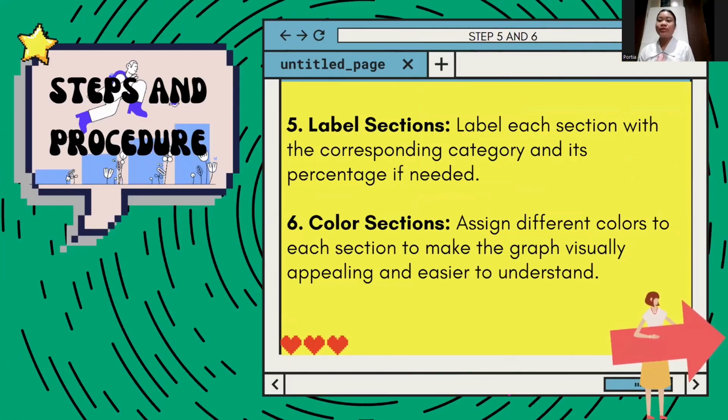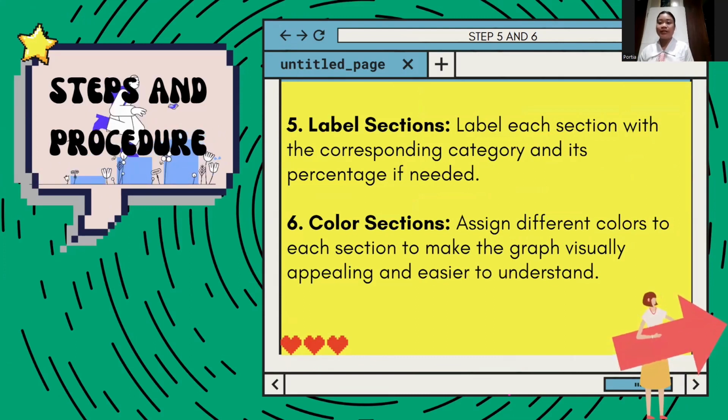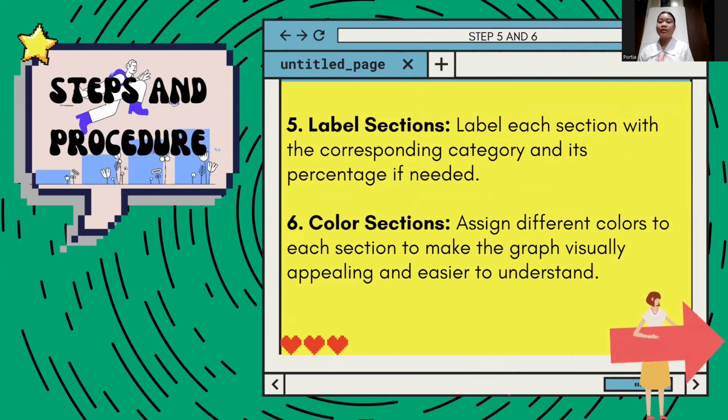The next one is to label sections. Label each section with the corresponding category and its percentage if needed. Next is to color sections. Assign different colors to each section to make the graph visually appealing and easier to understand.